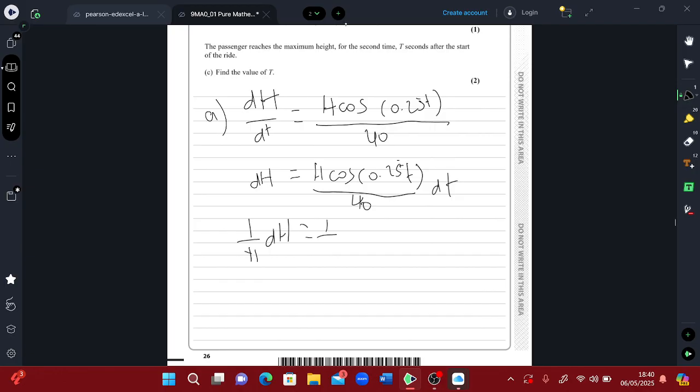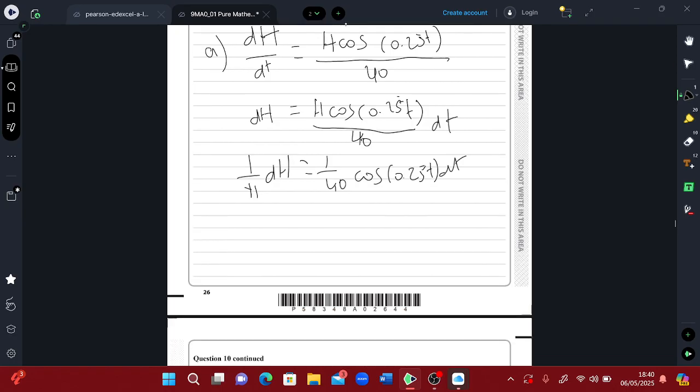So it's going to be 1 over 40 cos of 0.25t dt. Now, the beauty when you put all the little derivatives on either side is you can now integrate both sides. So it's almost like a different operation. You can multiply both sides of the equation, divide both sides of the equation. This time you can integrate both sides of the equation because you got this dh here. So notice when you integrate f of x dx, that dx needs to be there. And that's kind of what you're doing here. Once you've got the dh there, you can integrate with respect to h, integrate with respect to t.